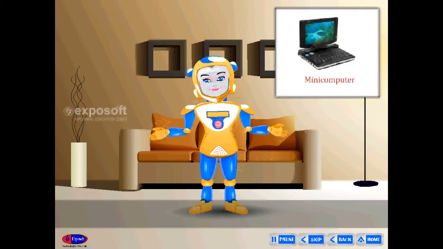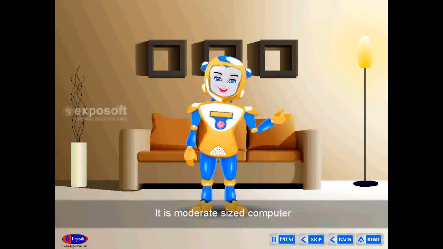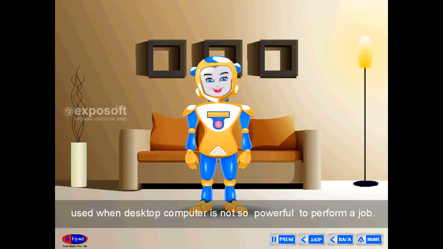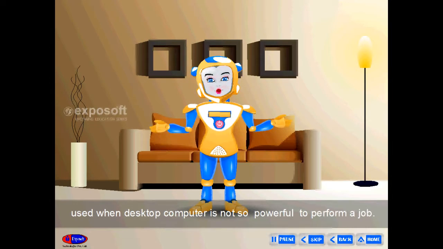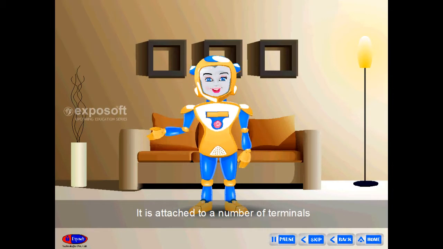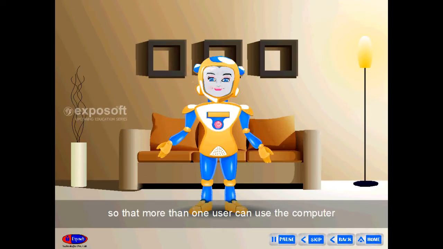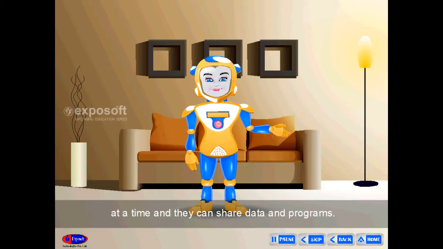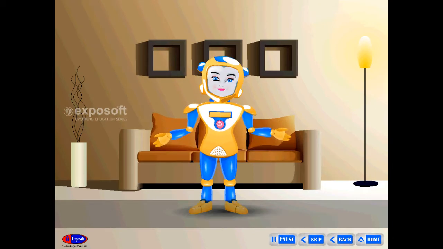Mini computers. It is a moderate-sized computer used when a desktop computer is not so powerful to perform a job. It is attached to a number of terminals so that more than one user can use the program at a time and they can share data and programs.